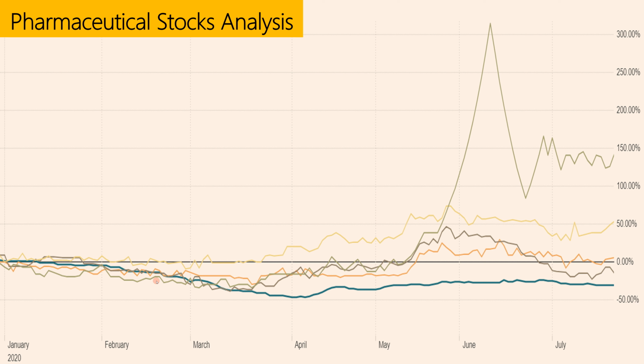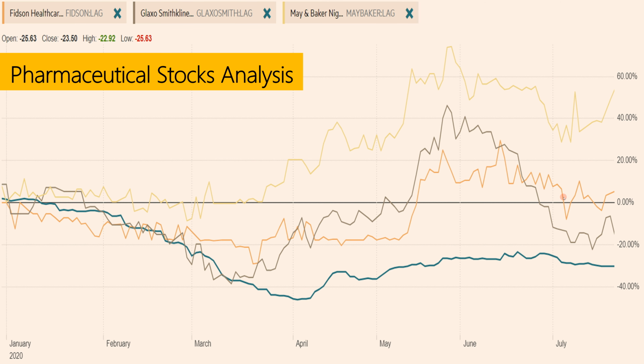Coming back to this slide again. So Fidson is not showing strength. Glaxo is even weaker than Fidson, and at the end, up to now, Glaxo is very weak, but it's higher than the index. Okay, now coming down here so that we see the characters very well.